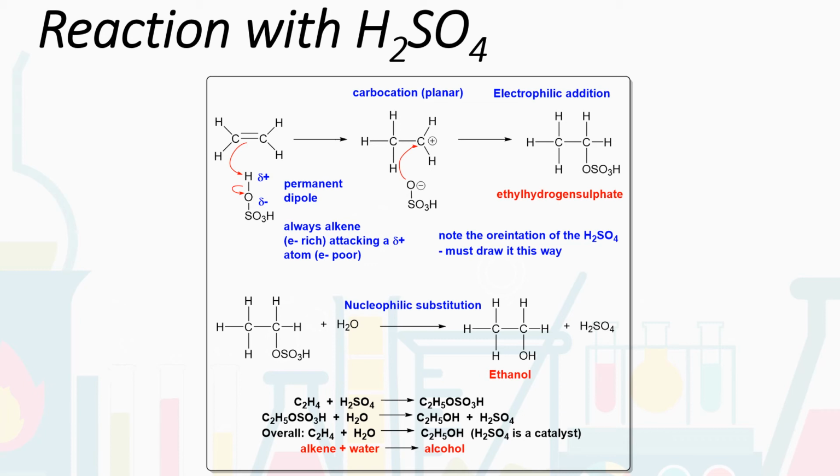And so the overall reaction is to take an alkene plus water and turn it into an alcohol with an acid catalyst. And that again is another really useful reaction. We can turn an alkene into an alcohol. Very, very useful. And also a very useful reaction in terms of making ethanol, which is a very useful alcohol in terms of fuel, for example.